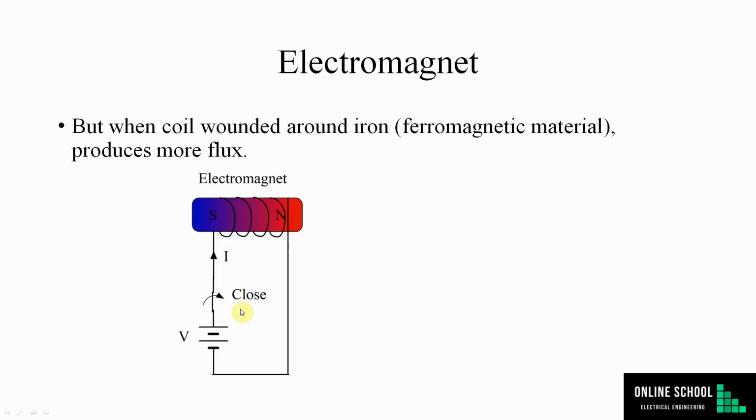But when the coil is wound on iron instead of air, meaning ferromagnetic material, it produces more flux. It is the same as a conductor or material that offers very low resistance to electricity and allows more current to flow compared to insulating material like paper and wood. So iron allows more flux to concentrate compared to air.